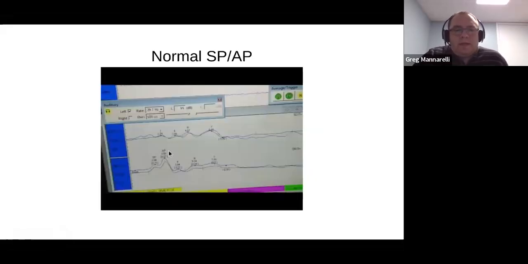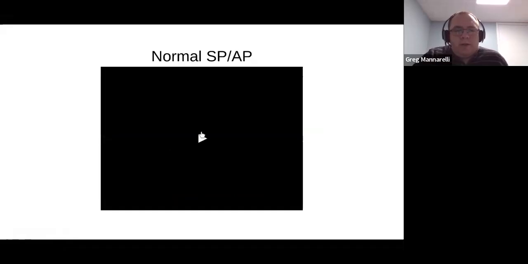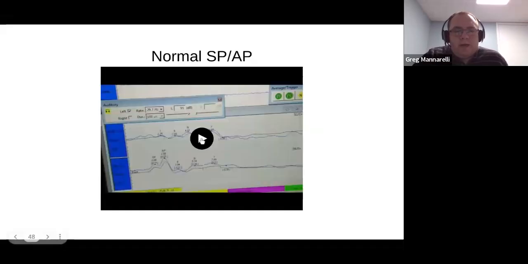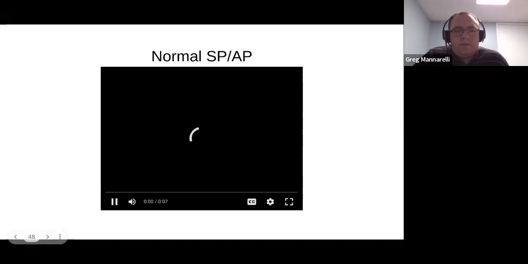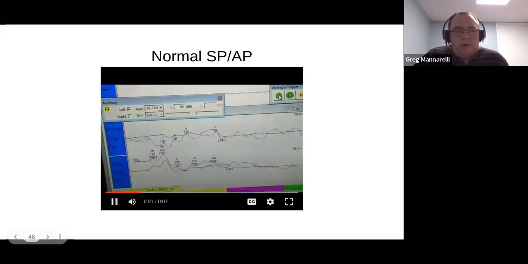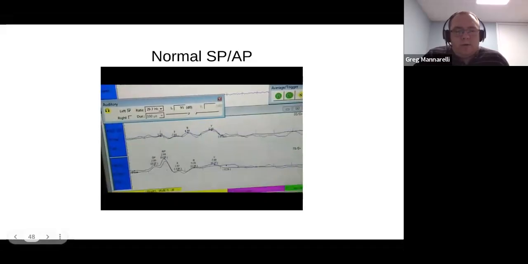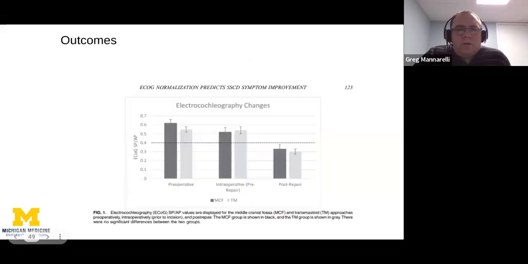And then this was at the conclusion of the plugging, where you see the SP-AP return back down to a normal ratio. So this turned down to a ratio of about 0.2. So those are all recorded in real time. And this was just published by one of our former residents, came out last year, which was a summary of these intraoperative changes.